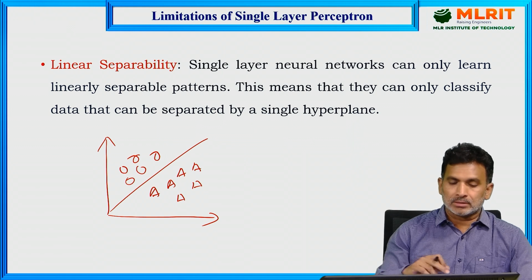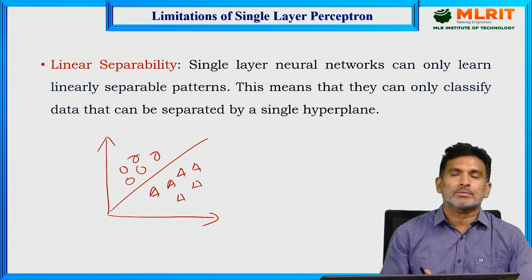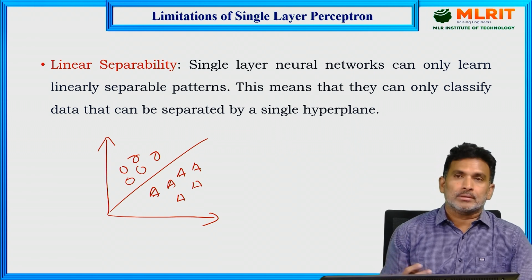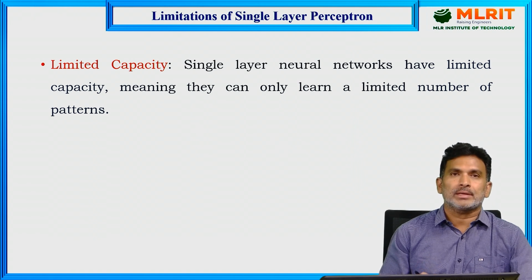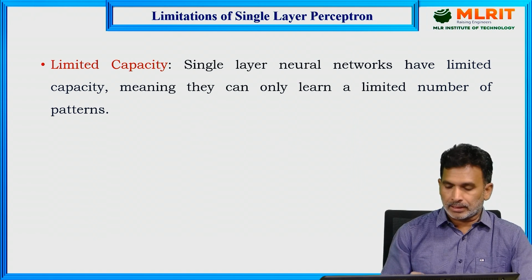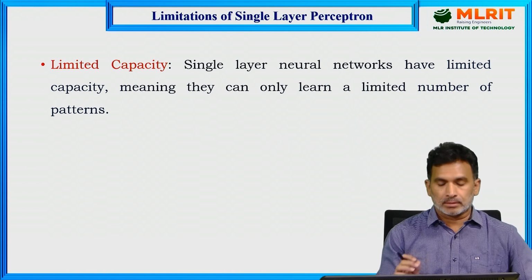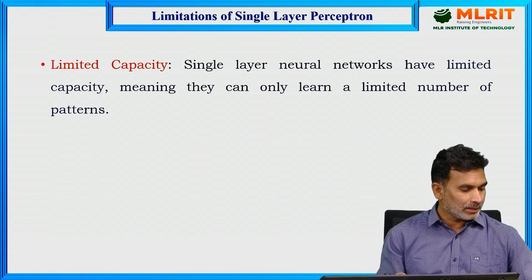These single layer perceptron models, that is single layer artificial neural networks, could not be applied to solve non-linear problems. Because of that, it would be considered as limited capacity, because they can only learn a limited number of patterns. So that is one limitation: it is only applicable to linearly separable problems.